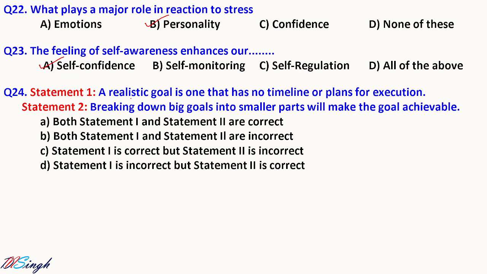Again, question number 24 will have two statements. A realistic goal is one that has no timeline. No, your goal must have a set timeline so that you can measure how much progress you made to achieve the goal. Or plan for execution. No, there should be a plan and a fixed timeline also. Breaking down big goals into smaller parts will make the goal achievable. The second statement is correct. The first one is incorrect. So the correct answer is what? Statement 1 is incorrect, but statement 2 is correct. D is the correct answer.